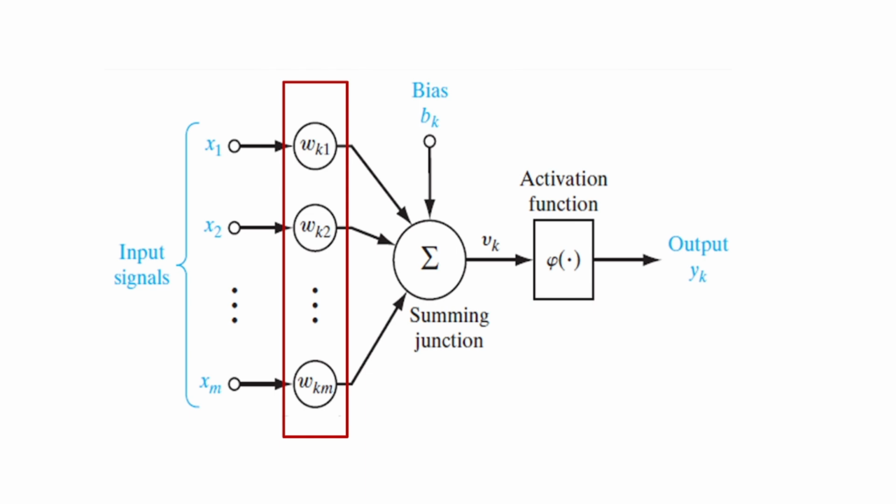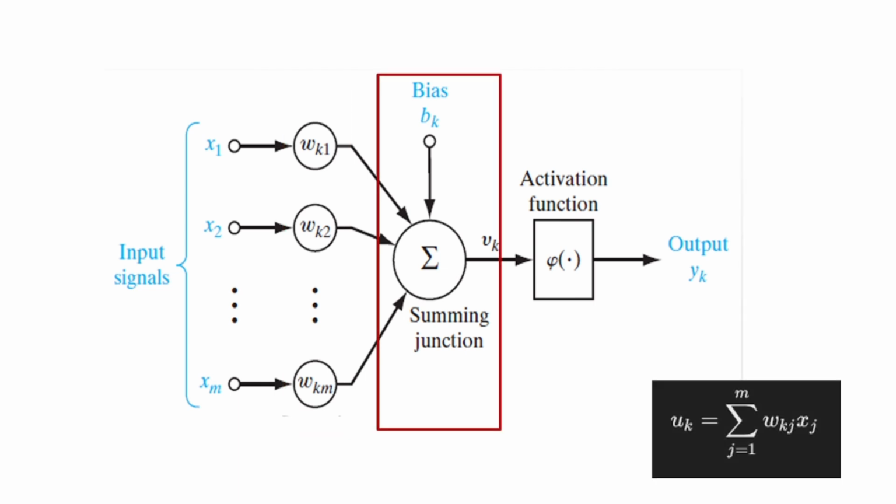Next, each input has something called a weight, represented by wk1, wk2, dots, wkm. Think of weights as importance factors. If an input is more critical, its weight will be larger. So if temperature is the most important factor, its weight will have a higher value.